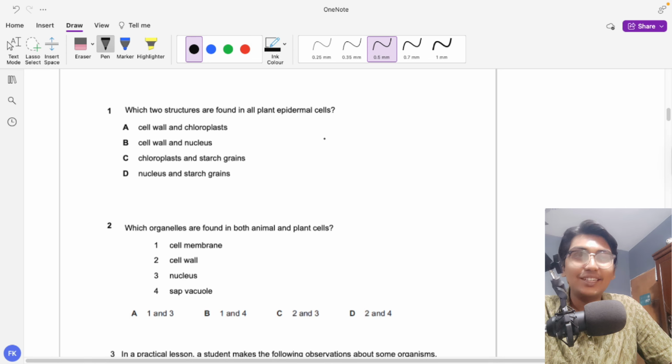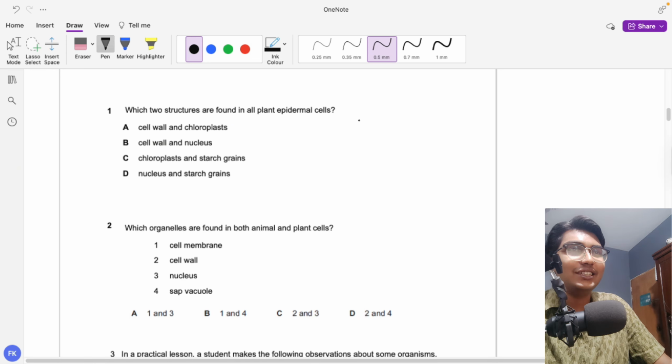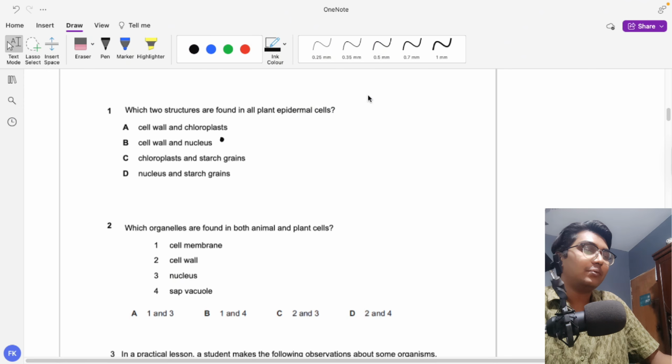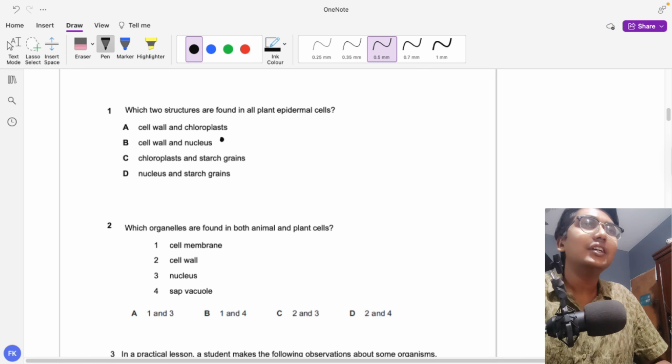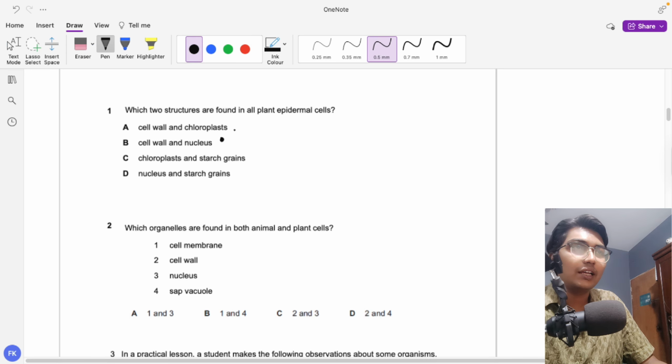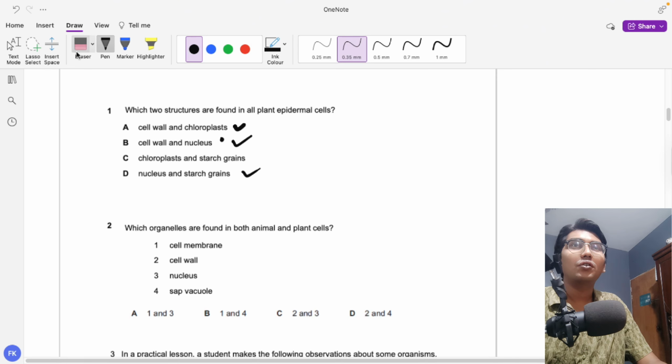Let's start. In the first question, the question states: which two structures are found in all plant epidermal cells? Let me clean it up. Let's start right now. The options are cell wall and chloroplast, then cell wall and nucleus, chloroplast and starch grain, nucleus and starch grain. So, what is likely to be the answer?